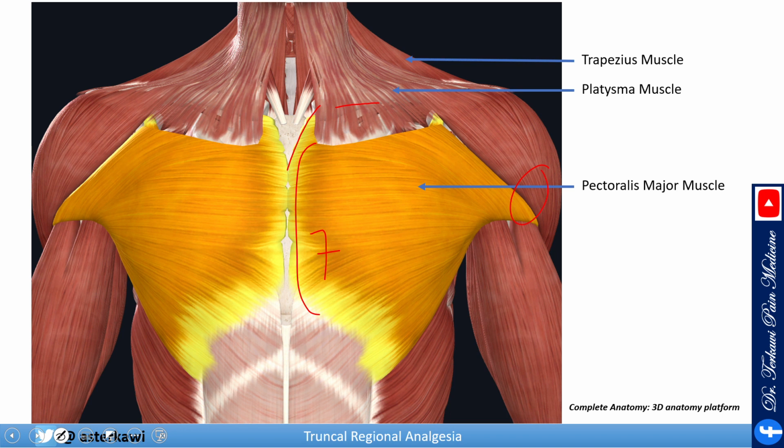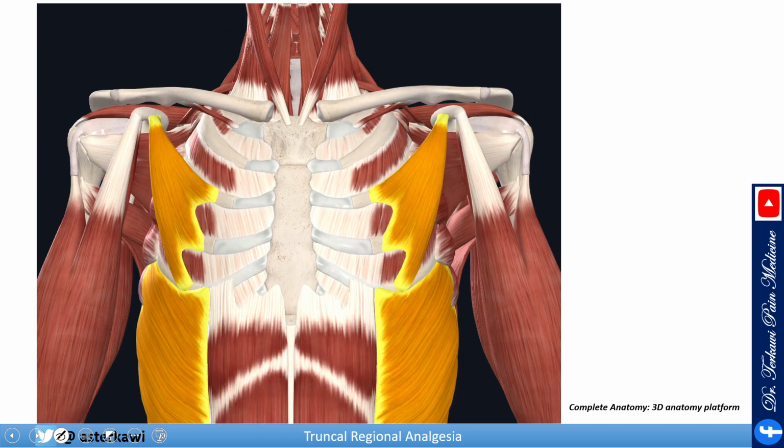This muscle is mainly innervated by the lateral pectoral nerve. Some innervation from the medial, but mainly from the lateral. And the function of this muscle is for adduction, medial rotation, and flexion of the humerus at the shoulder joint. So I took the first layer.